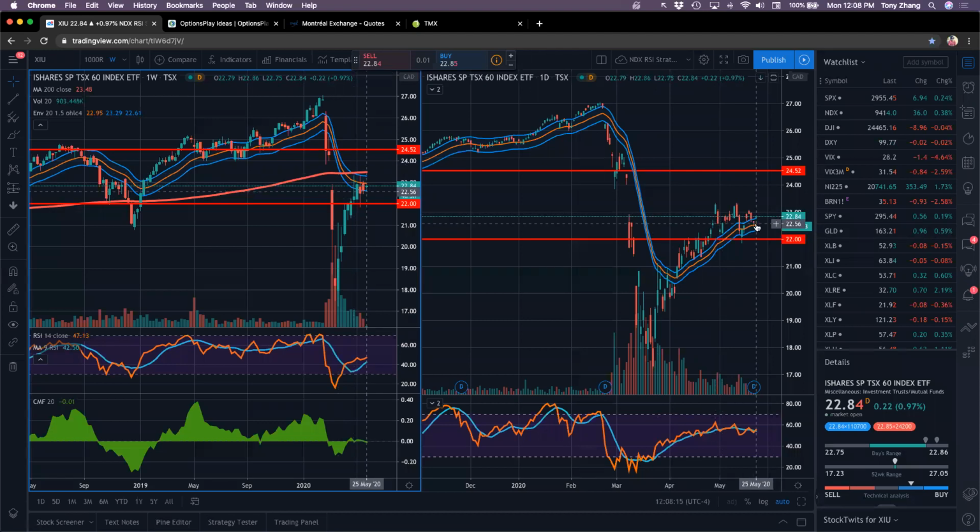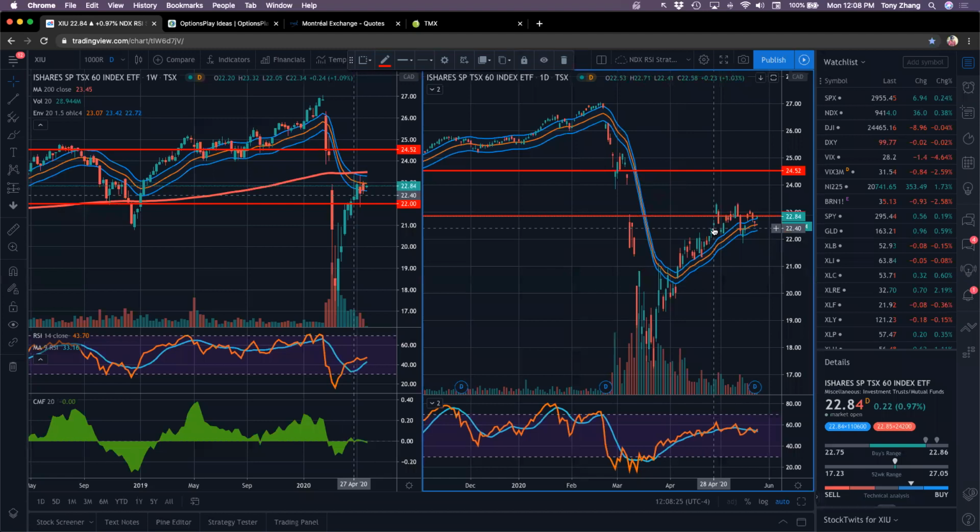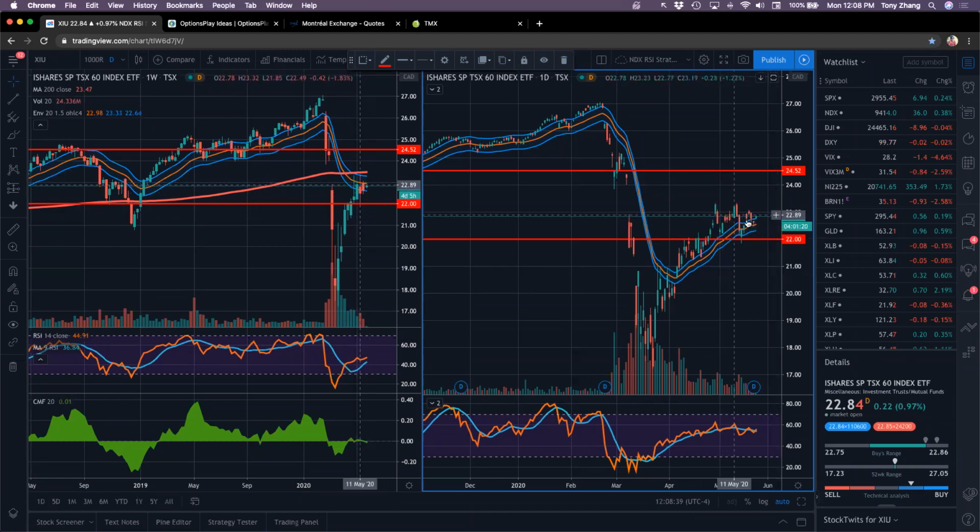But as you zoom into the daily chart here for XIU, as you can see, we managed to make it back up above 22 here on April 24th. We had an initial nice move from 22 all the way up to a little over 23. But over the past few weeks, it really has been range bound between 22 and 23. Now, what I want to point out here is that as the markets have moved sideways and we've had a pretty choppy trading session, momentum is starting to move lower here.